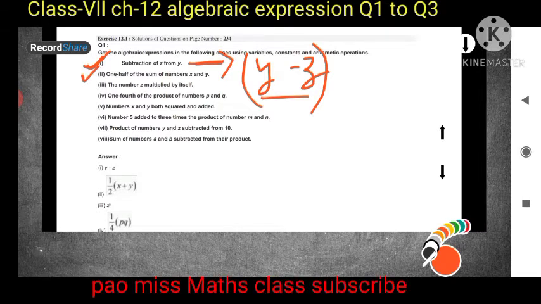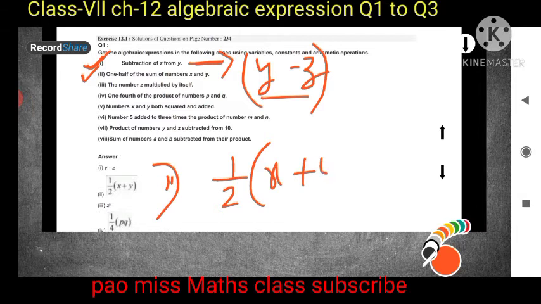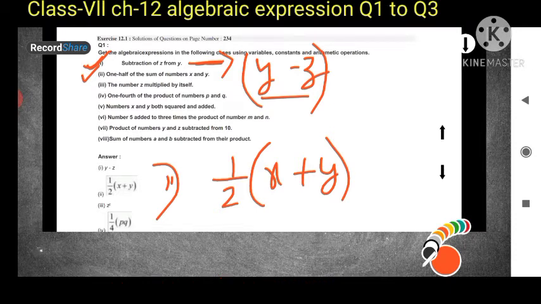Now the second one, for question number 2. We know 1/2, isn't it? 1/2 of the sum of the numbers x and y. Sum means what? Plus, isn't it? So x and y we add, and then we have to take half of this sum. Okay, so this is the expression of the second. Here it is said half of the sum of the numbers x and y. So the sum of the numbers x and y is this one, and half means we have to halve this. After adding x and y, then we have to take half.